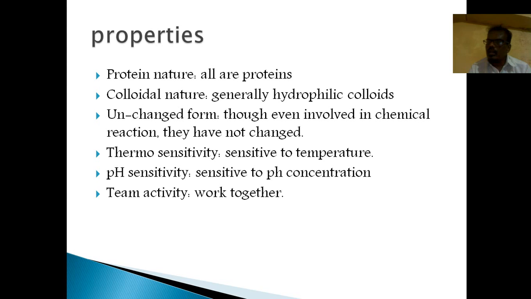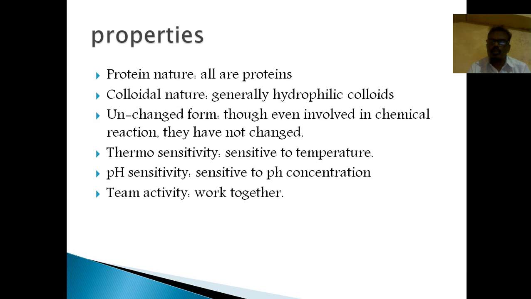They may be involved in chemical reactions without changing themselves. So that is called unchanged form. Clear? The first one is protein nature, proteinaceous substances. The second one is colloidal nature, sticky nature. The third one is unchanged form, so they are not changed even when involved in chemical reactions.